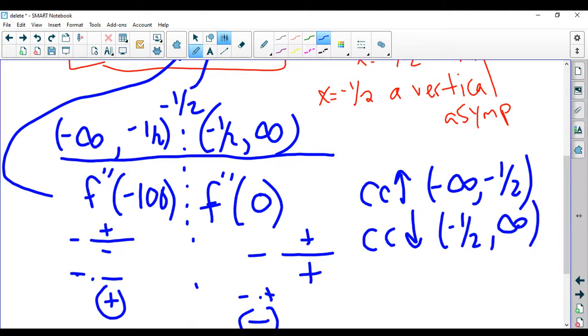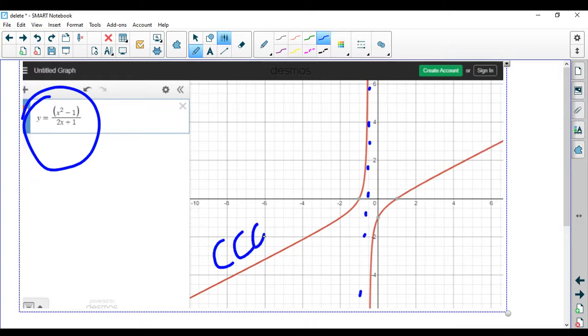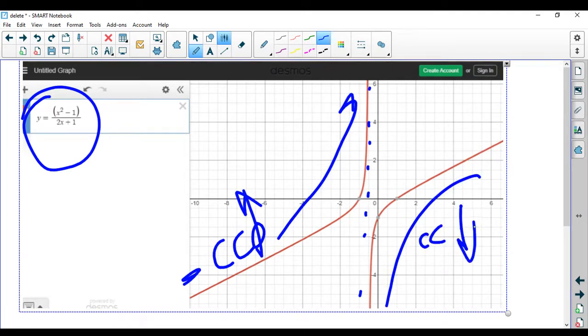Now, we're going to check that with a graph. If you don't have a graphing calculator, go to Desmos. Everybody can get Desmos. So I want to show you the graph from Desmos. I just type it in, and then here's the graph. You can see that there is an asymptote at around -1/2, and you can see this is concave up from here to here, and this side is concave down, which we determined. So this is just a good check. That's it.